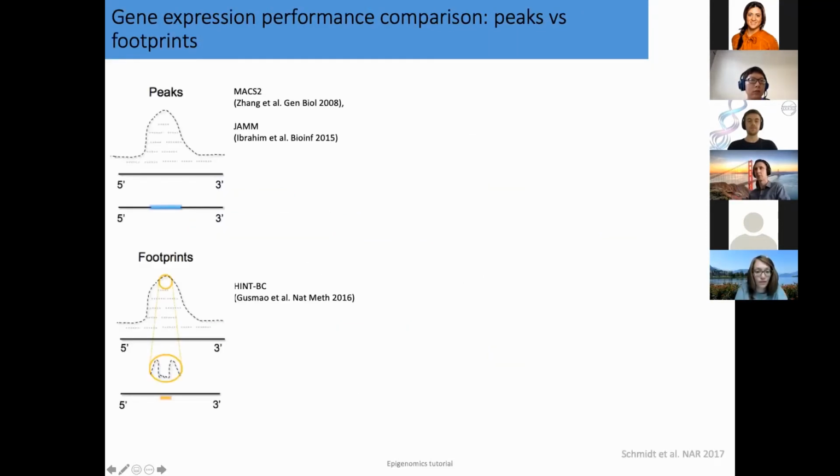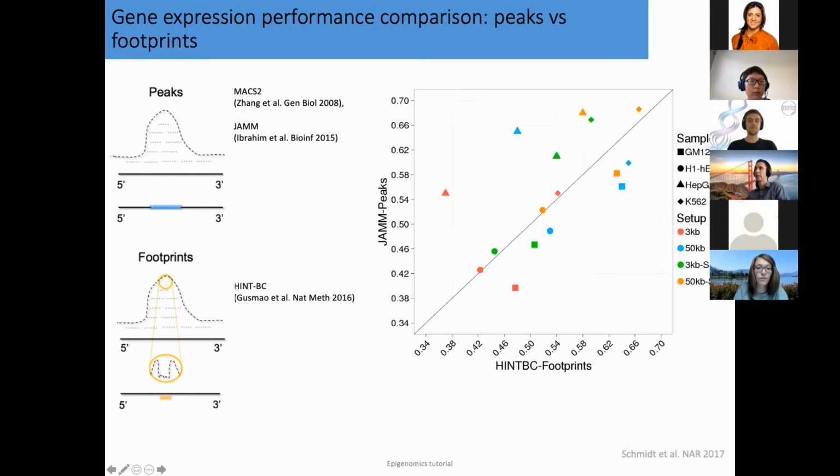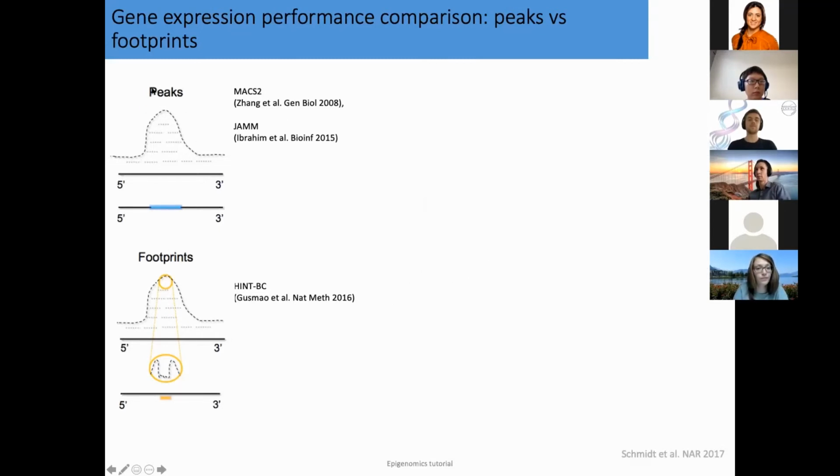And basically the reason why I'm mentioning this to you is because I want to give you an idea of the difference between peaks and footprints in terms of understanding gene expression. So, peak calling was done with MACS2, as you know, and now you've hopefully been able to use HINT to call those footprints, which are always smaller regions compared to the peaks.